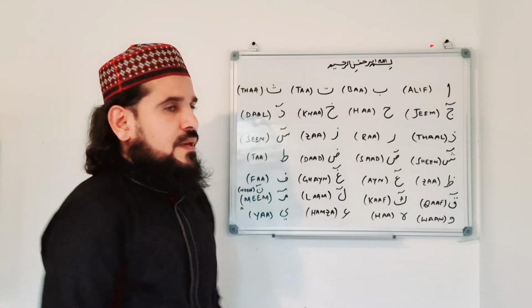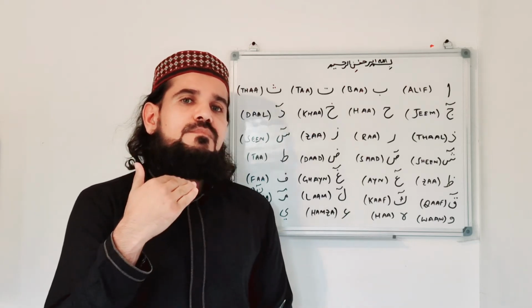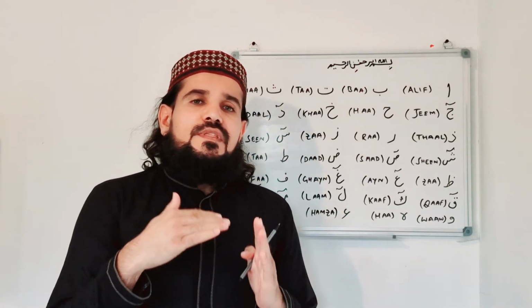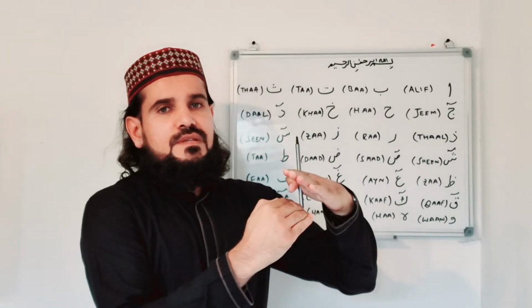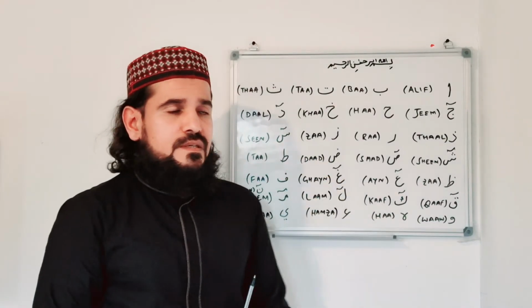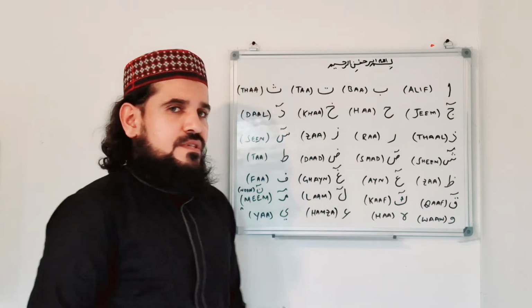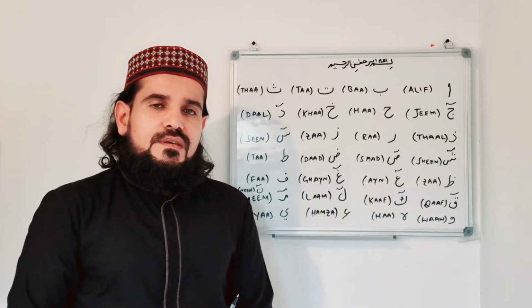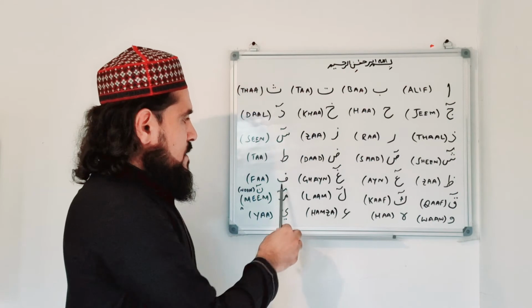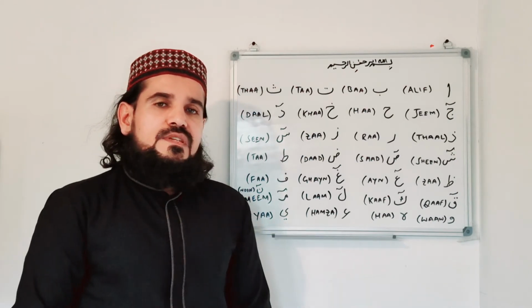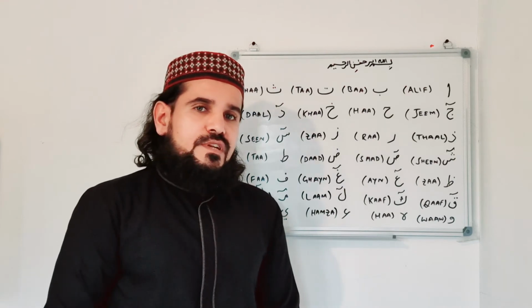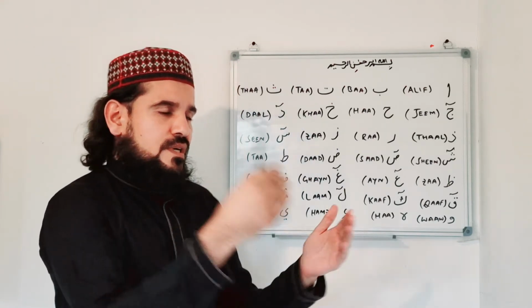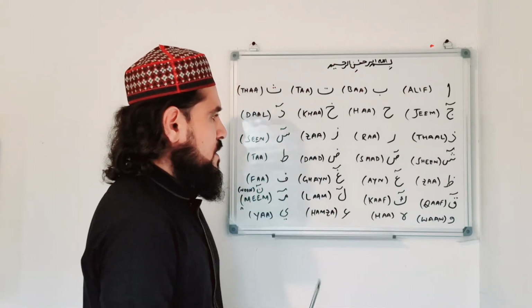Ghain. Ghain is from the middle part of your throat. When that part is touching towards the last part of your palate, this sound comes out a bit longer. Ghain. Next is fa. This is the letter as I explained in ba. This comes from your lips, and the group it belongs to I'll summarize later on.